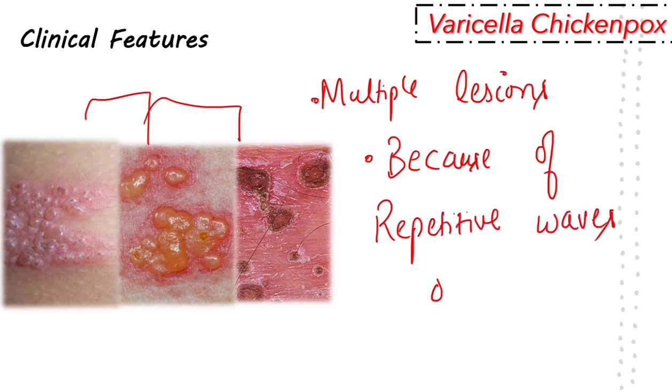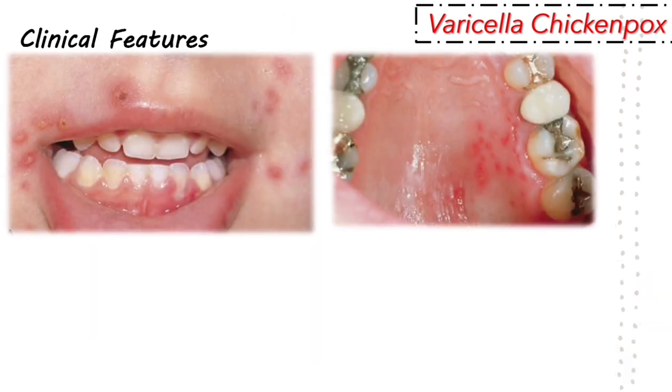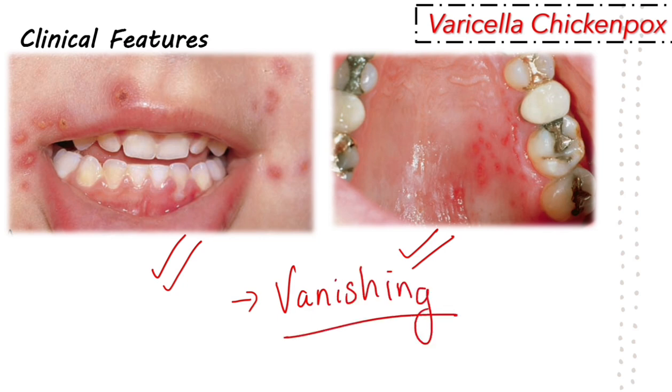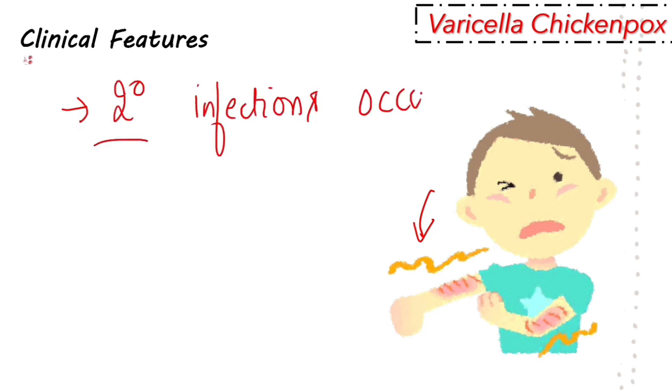This causes the presence at any one time of all the lesions at all the stages of development. The infection is self-limiting and lasts for several weeks. Oral mucous membranes may be involved in primary disease and usually demonstrate multiple shallow ulcers that are preceded by vanishing vesicles. Now, due to intense itching of the skin lesions, secondary bacterial infections are not uncommon, which may lead to healing with scar formation.